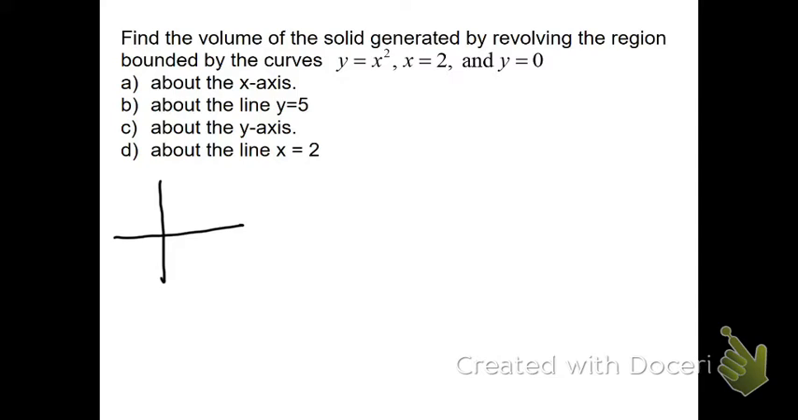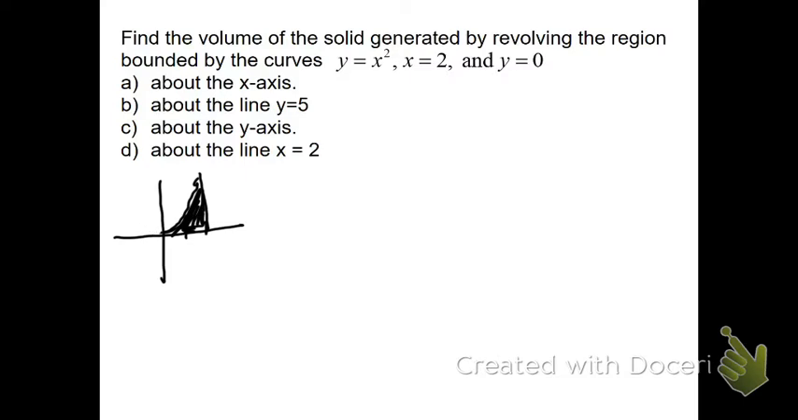So we have a parabola y equals x squared, okay? We have the line x equals 2, which goes through the x-axis at 2, and y equals 0, which is the x-axis. So this is my shaded region. And you might want to just go over that in pen, okay? Because you're going to use that shaded region for all 4 problems, okay?